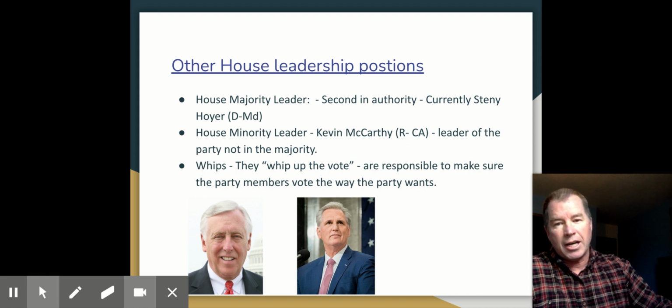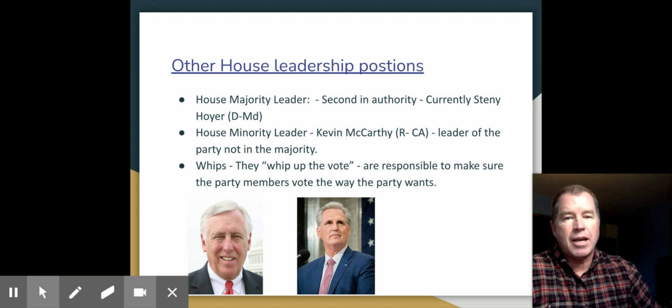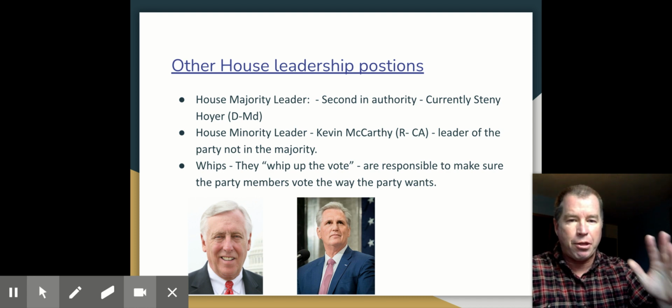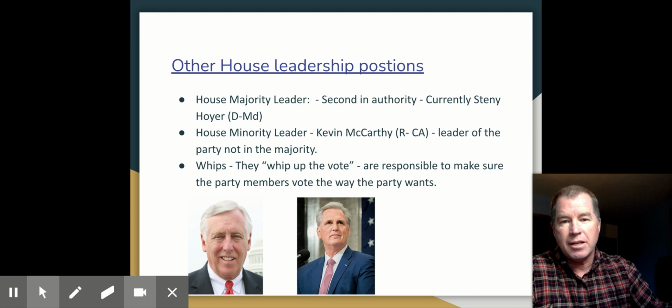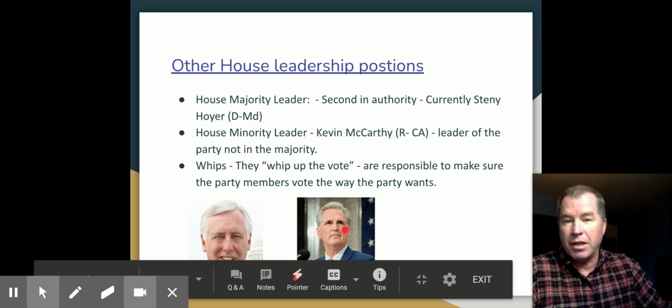And so the whip's job is to make sure everyone's a team player. In theory they're the second or third in command of their party, but that becomes their primary job. So the House Minority Leader, the Majority Leader, and the whips, those are the positions you need to know. And you should know the names of the people that I'm giving you.